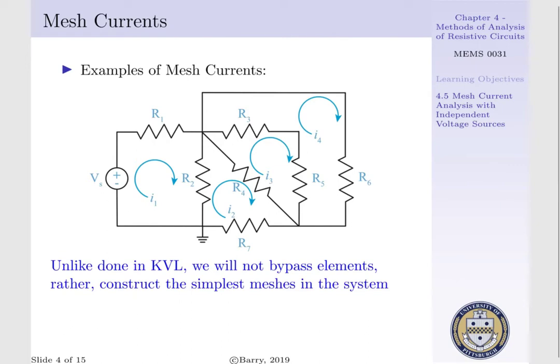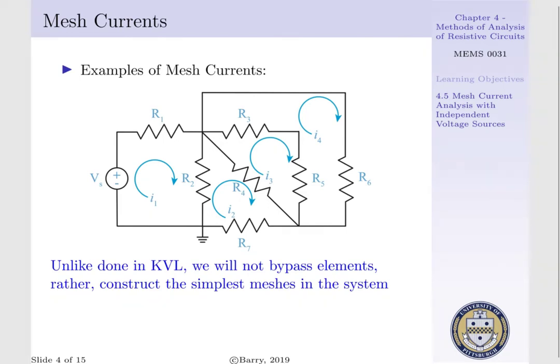I1 exists around loop 1 that encompasses our voltage source, R1, and R2. I2 exists in mesh 2, which encompasses elements R2, R4, and R7. I3 exists in mesh 3, which encompasses elements R3, R4, and R5. And lastly, I4 exists in mesh 4, which encompasses elements R3, R5, and R6.